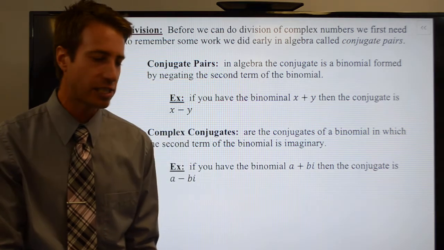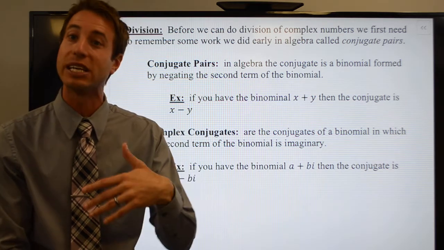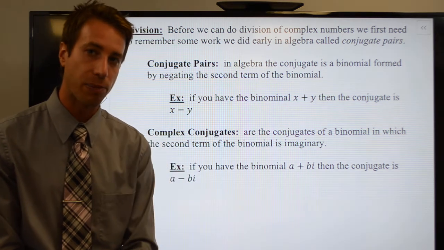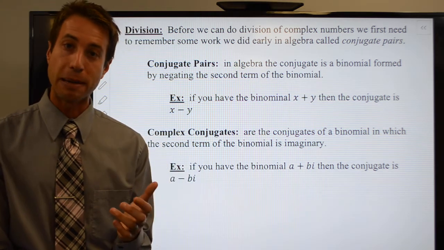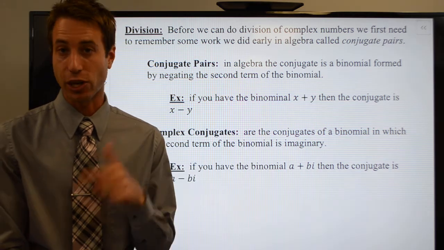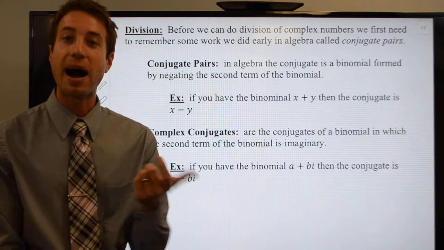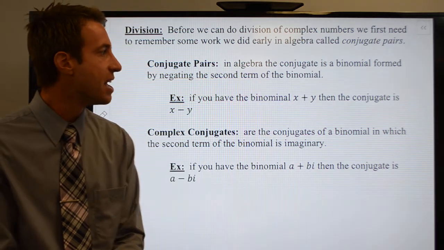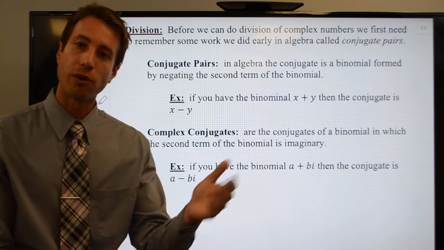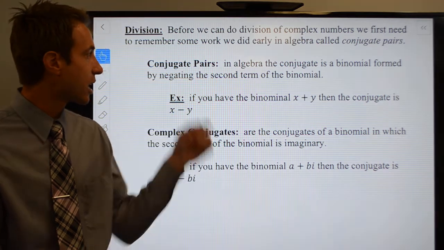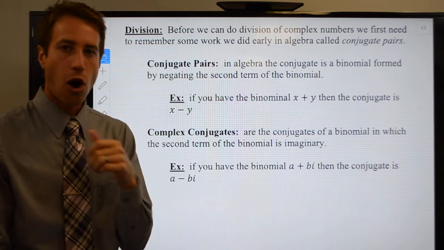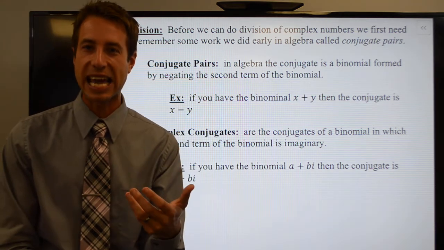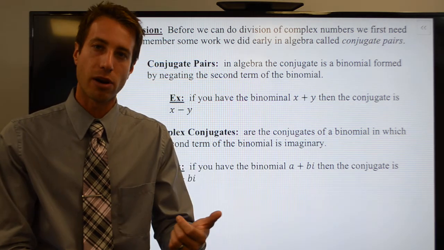It turns out that we're not actually going to be doing division. Instead, the way that we divide complex numbers is by multiplying by the complex conjugate. We talked about conjugates back in Algebra 1, and I'll refresh your memory. To find a conjugate pair, all you do is negate the second part of the number.